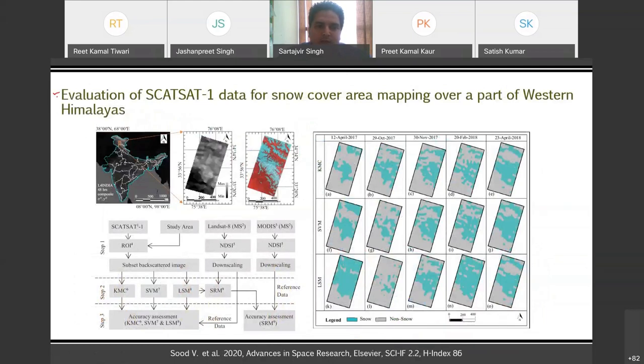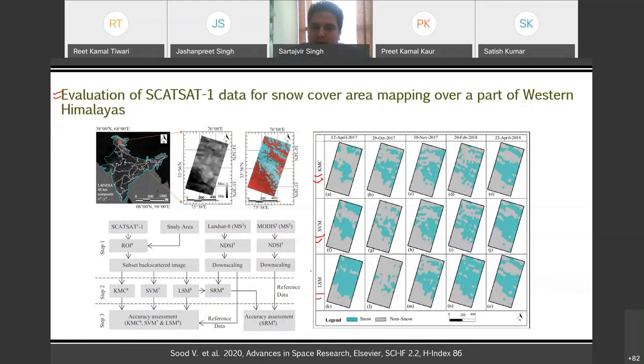That is the evaluation of the Scatsat-1 data for snow cover area mapping with the help of three classifiers. That is unsupervised k-means clustering, then there is one more classifier here, that is a support vector machine, and this is linear spectral mixing.